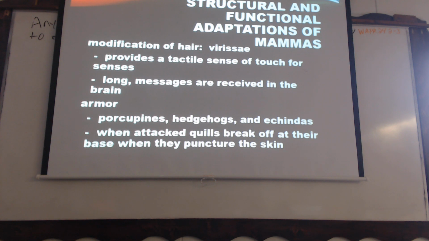And then armor. Porcupines, hedgehogs, and then echidnas. Echidnas, they have quills. It's modified hair that's very thick, and it's able to puncture animal skin. Have you ever seen a picture of a dog or a cheetah or something that tries to get a hold of a porcupine? Got a bunch of quills sticking out of it. Yeah, so they're not fun.